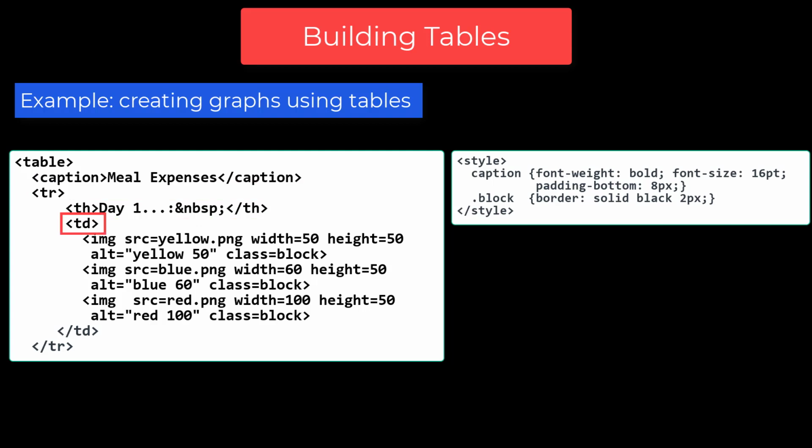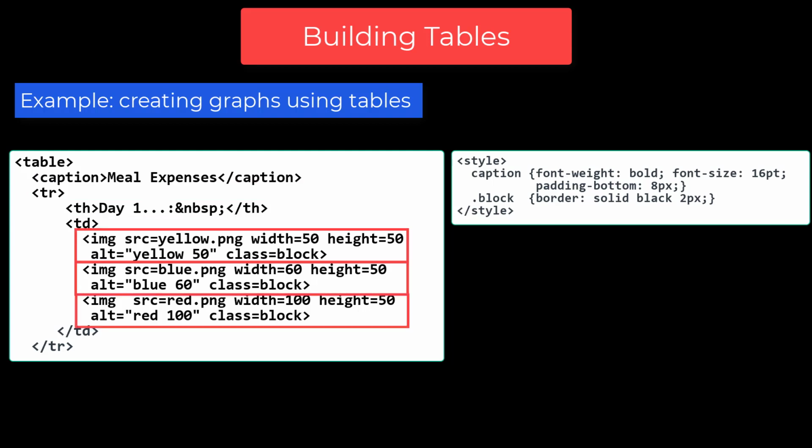And then our data cell, our main element here, contains 3 image elements, and the source is yellow.png, blue.png, and red.png, and the width is different in each one, 50, 60, and 100 here, but the height is the same, 50 pixels in all cases. The alt values are set up for people who are visually impaired or who have their images turned off in their browser, so it conveys the color and the width value so the user can understand what the value is on the graph. And then they're all class equals block.